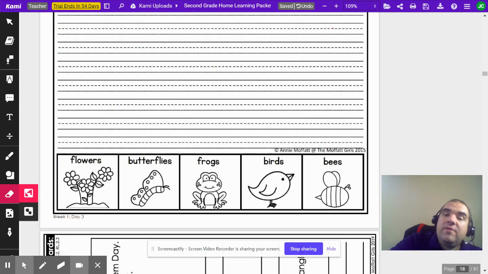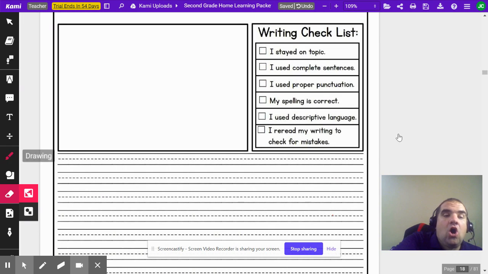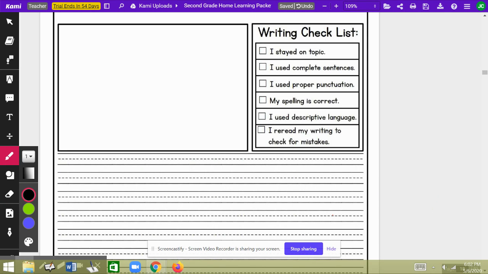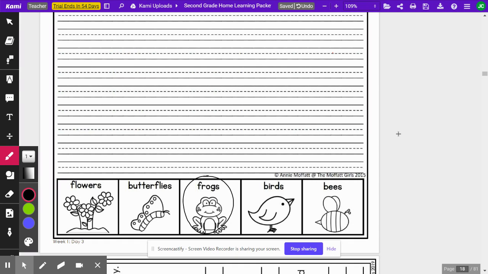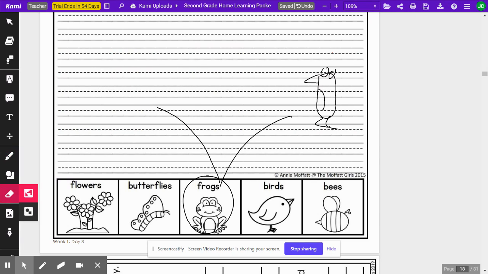Now, it's important to remember when you write this, you have to stay on topic. That means if you choose to write about frogs, you can't suddenly start writing about penguins. And you can't suddenly start writing about your Nintendo. Gotta focus on the topic. So pick one that you like. If you don't like butterflies, you don't have to write about them, but you gotta pick one.